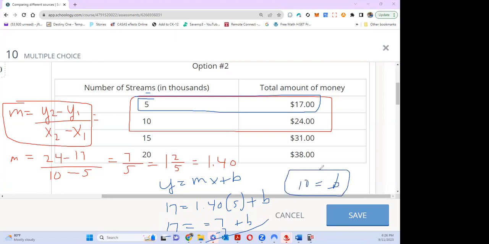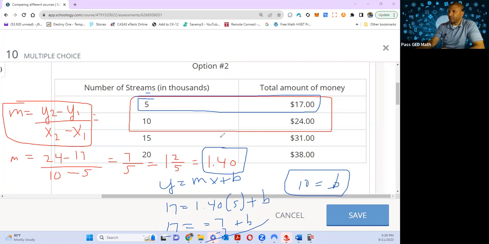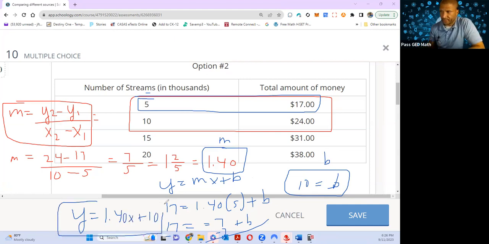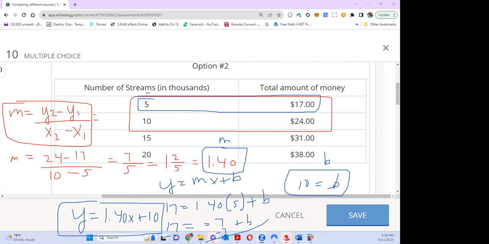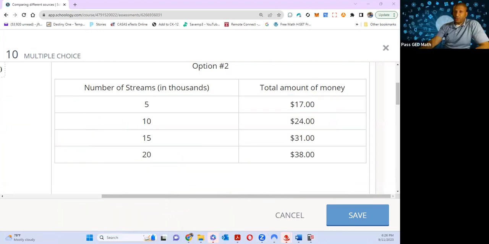So my equation of this line, that's my slope, that's my y-intercept. y equals 1.40x plus $10. So the constant means to get a subscription, it's probably costing you $10. And then every time you download, stream or whatever it is, it costs you $1.40. Of course, we know streaming is not $1.40, but that's how you would do this problem.